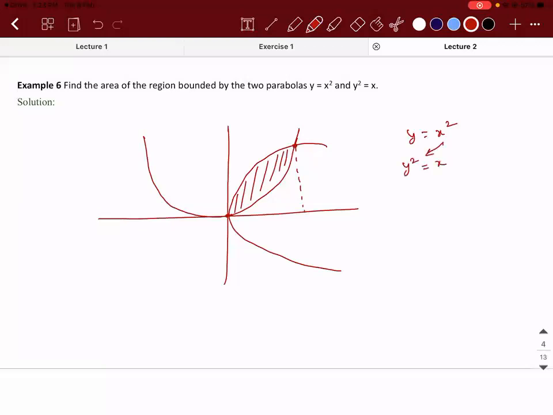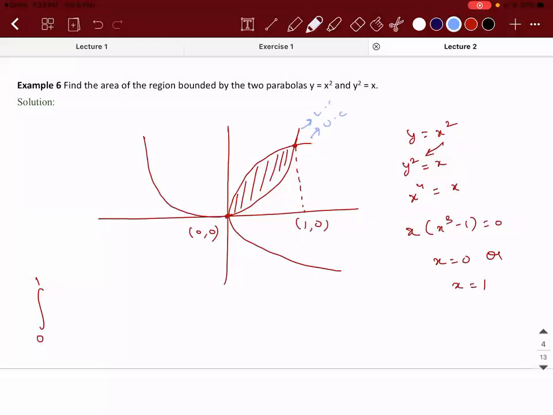you will take that x square and put it here. Then it becomes x power 4 is equal to x. So it becomes x into x cube minus 1 is equal to 0. So x is 0 or x is equal to 1. So this point is 1 comma 0. This point is 0 comma 0. So it becomes something like this, integral of 0 to 1. Now tell me, what is the logic I told you? This is the upper, this is the lower curve.